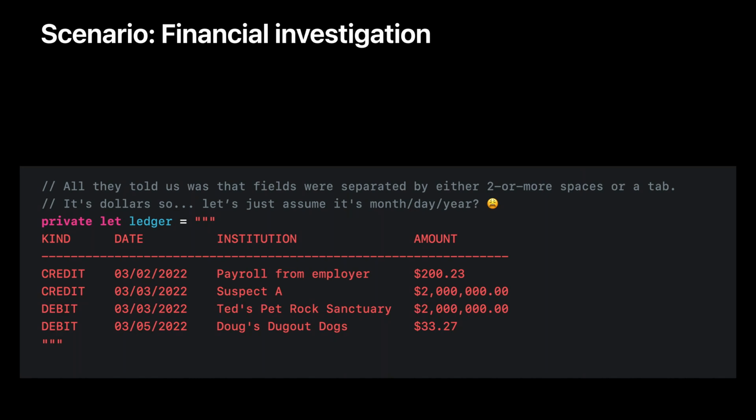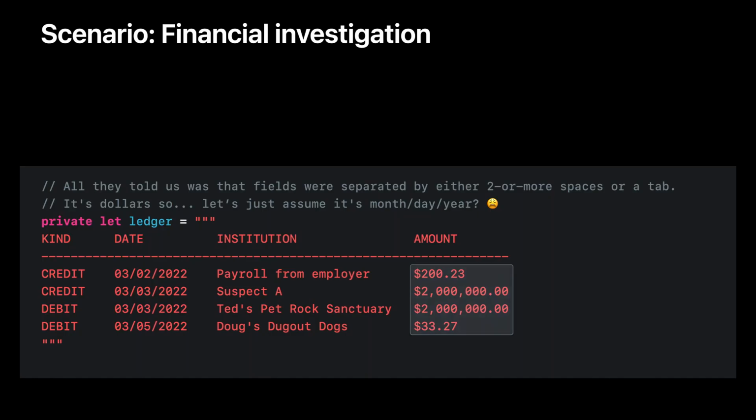Fields are separated by either 2 or more spaces or a tab, for a very important technical reason that no one involved can remember. And yes, that date field is totally ambiguous. We're just going to hope it's month, day, year, and see what happens.